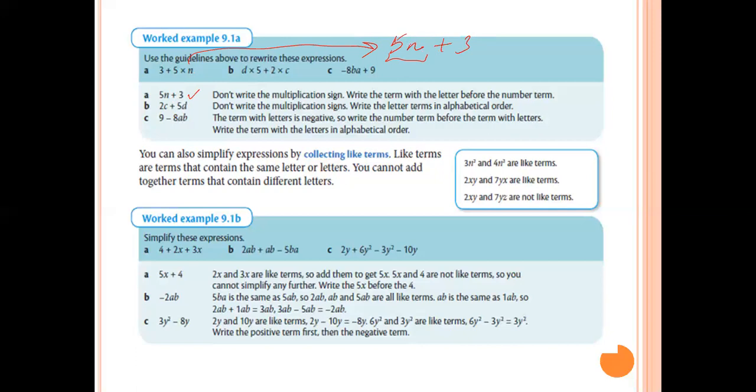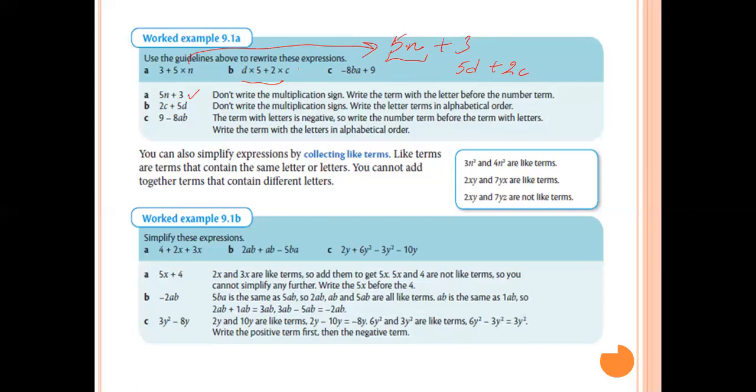Between 5 and n we have a secret multiplication, or times. Don't write the multiplication sign. Write the term with the letter before the number term. 5n is before the number term. And for the second one, here we have separate multiplications. For example, d times 5 is, of course, 5d. And 2 times c is plus 2c.